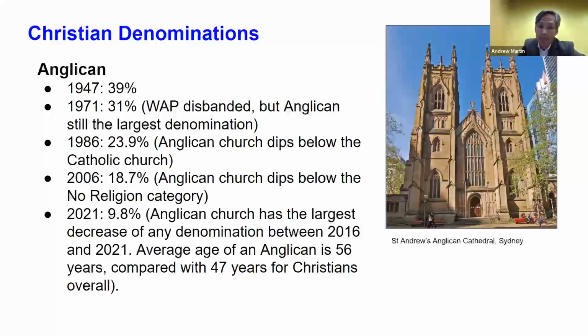In 2021, so our most recent status, Anglicanism is down to under 10%, approximately 10, but under 10. So 9.8%, and it's had the largest decrease numerically of any Christian denomination over the last census period. See the average age? I've included that because it tells you sort of what's happening. So younger people are abandoning the Anglican Church, or at least not joining the Anglican Church. Migration is not having a big impact on Anglicanism.